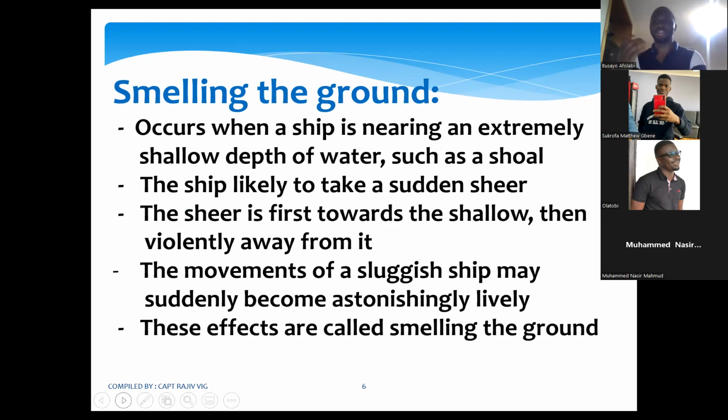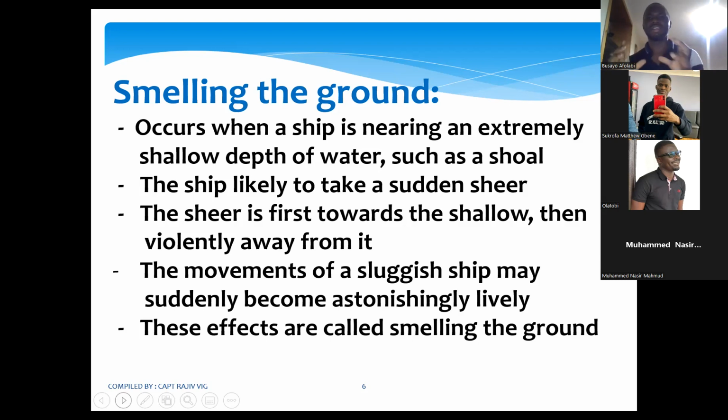We really know that you understand the dexterity and the implication of maneuvering in shallow water. So this is more of a system where, when the ship is nearing an extremely shallow depth of water, there is likely going to be a sudden shear. And what I mean is the shear will first happen towards the shallow side. So your vessel will look like it wants to draw towards the shallow side. Then immediately, violently, it just moves away from it.